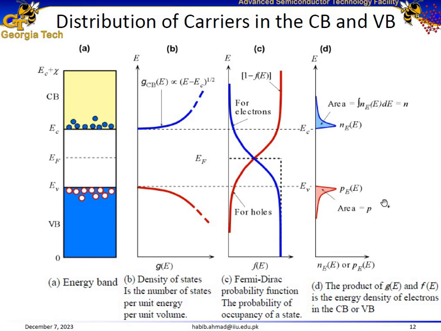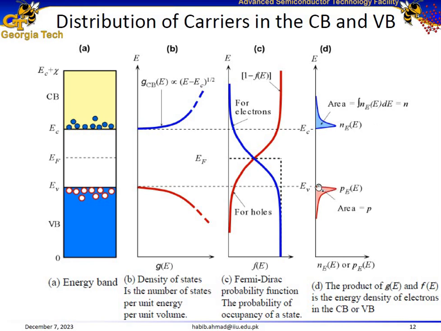Here is another plot of the distribution of carriers in the conduction band and valence band. Here is the plot for the distribution of electrons in the conduction band, and here is the plot for the distribution of holes in the valence band. As we can see over here, the electrons actually do not occur just at the conduction band energy level, or the minimum of the conduction band energy level.